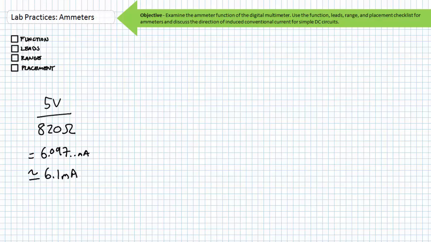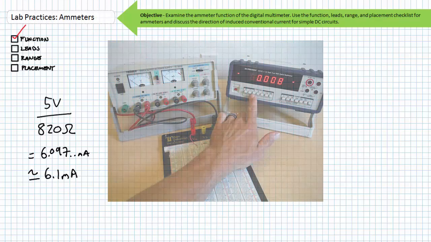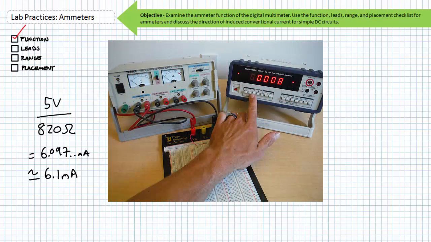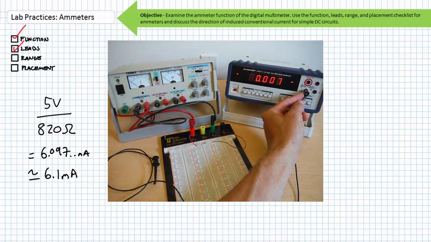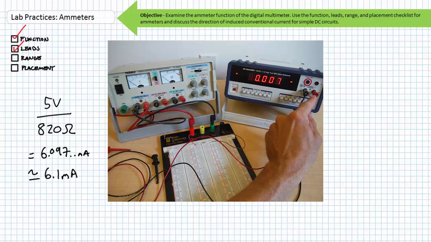Function. We'll place the BK Precision in the DC ammeter mode by selecting the A with a straight line over it. The numbers on the screen are obviously junk because we're not hooked to anything. Leads. Now that the DC ammeter function is set, figure out where the leads go. Black lead into the black common hole. This is the lead that will be used as our outdoor for conventional current. Red lead into the red hole indicated with an A, the shorthand for units of amps over it. This is our indoor for conventional current.